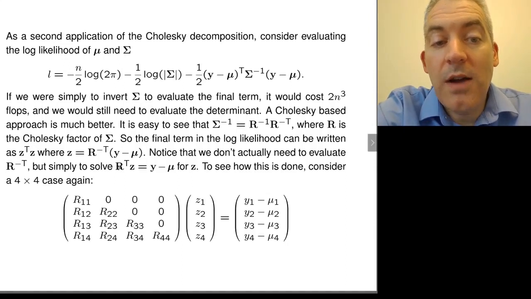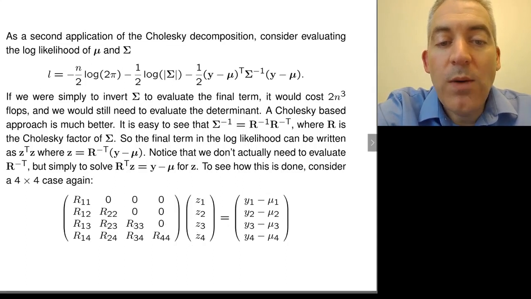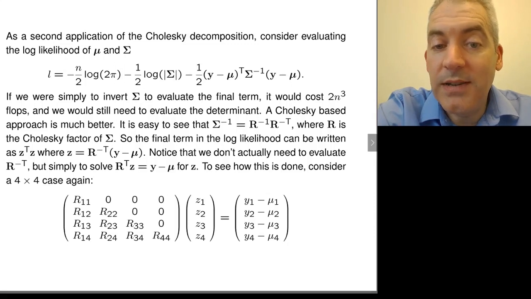Yeah, so R is upper triangular, so R transpose is lower triangular. So what we have is what we've got at the bottom here, which is this lower triangular linear system that we want to solve for Z. Okay, so we know everything at this point except the number Z. So how are we going to solve for those numbers Z? Well, it turns out that because this system is triangular, that's an incredibly easy thing to do.